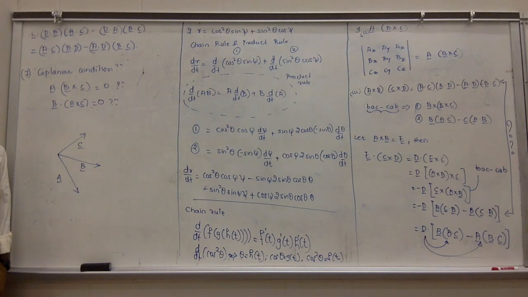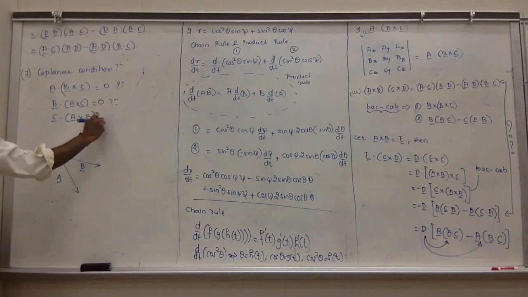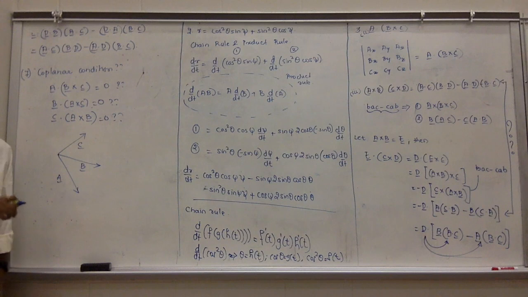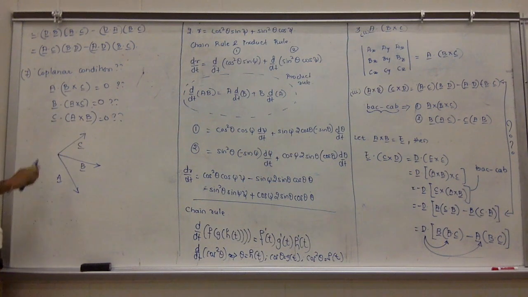If they're on the same plane, then yes. These three vectors are in this plane, the board plane. The board is the plane, so these three vectors are on this board. Is this condition okay? If you take B cross C, where is the vector going to be?